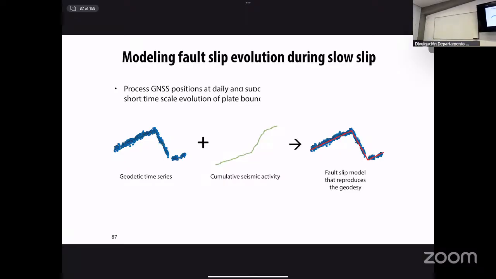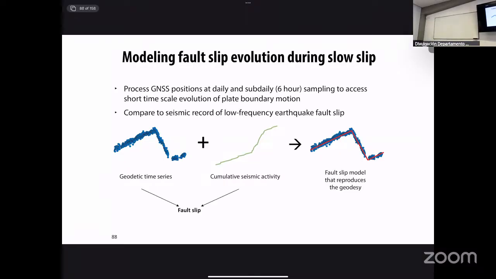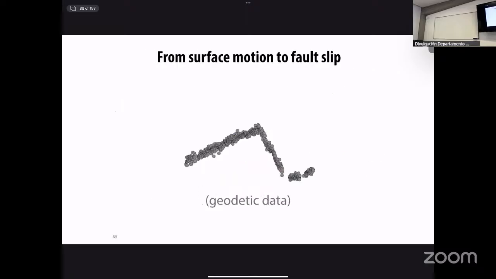So what we're going to do is convert our geodetic time series, or geodetic displacements, to slip on the interface, and we're going to do the exact same thing for this low frequency earthquake activity. We're going to change it into seismic fault slip at the interface.